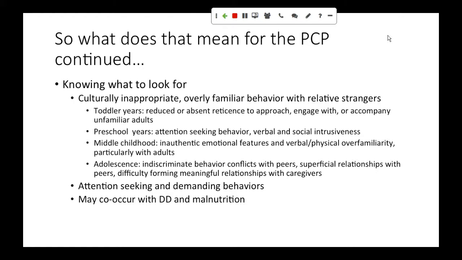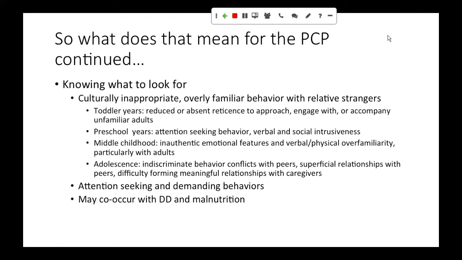For toddlers, it's typical to get anxious when new adults approach them. And if they don't, that's a red flag. In the preschool years, if there's a lot of attention-seeking behavior with strangers, or they're very verbal and connected to strangers, those are red flags. And there are some red flags in middle childhood and adolescence as well that we need to at least look into and see if they keep company with some of these other things that are worrisome.